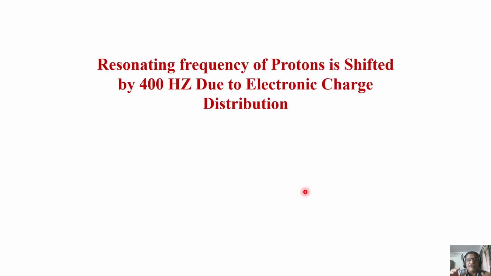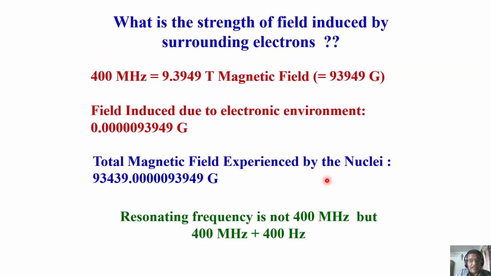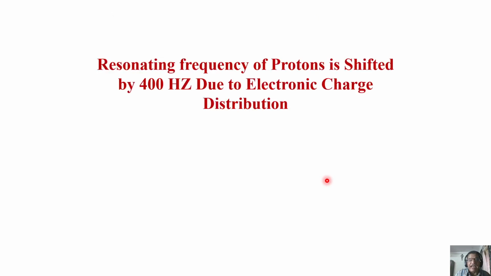So the resonating frequency of protons, instead of being exactly at 400, is now shifted by 400 hertz. You understand? Due to the electronic charge distribution, it is shifted by 400 hertz. I said here plus 400, even though the induced field opposes. You take minus 400, it doesn't matter. Again, it is shifted by 400 in the opposite direction, doesn't matter. That's why I did not bother about this sign, whether addition or subtraction, in the previous slide.